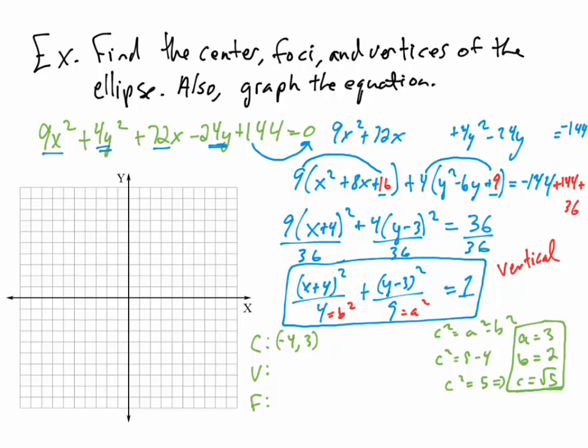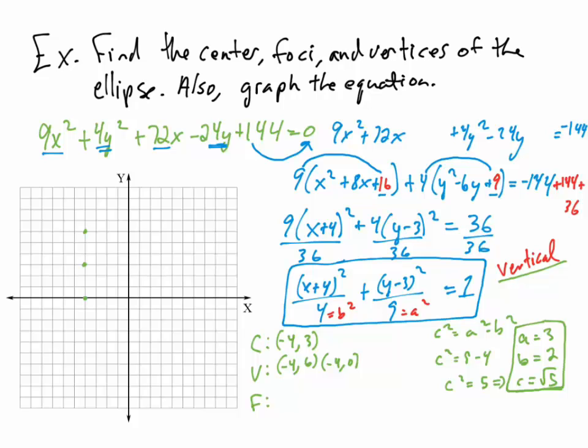Alright, so let's plot the center. The center is going to be negative 4, positive 3, right here. Because we have a vertical orientation, the vertices are going to be along the major axis, and I'm going to move up and down the a value. So the a value is 3, 1, 2, 3, and down 1, 2, 3. So those points are negative 4, comma, 6, and negative 4, comma, 0.